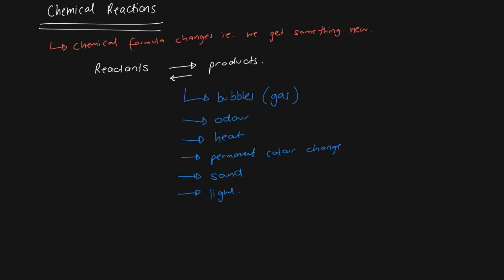So these are the signs that we could make, these observations that we can make that a chemical reaction has taken place. Now, some of these could be the case just for a physical change. Okay, so we'd need a few observations to then decide that this is what's taken place.